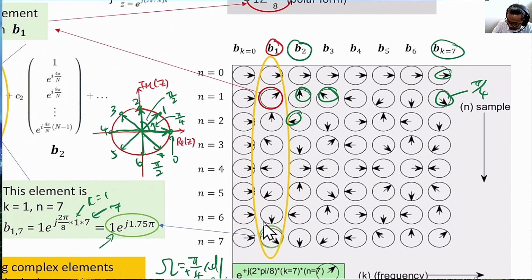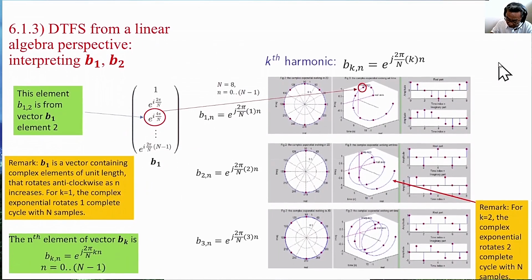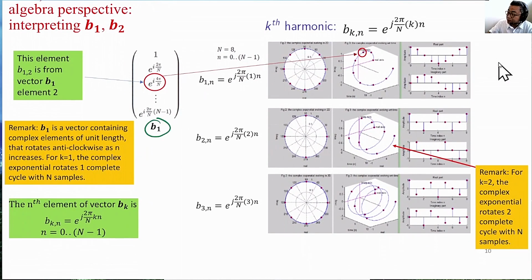So this is the very important interpretation: k equals 7 frequency is the same as k equals minus 1 frequency, which is why the frequency representation is 2 pi periodic. Right, I'll give you more interpretations. I now draw B1 again over here. So now B1, you understand it as rotating phasors in the anti-clockwise direction.